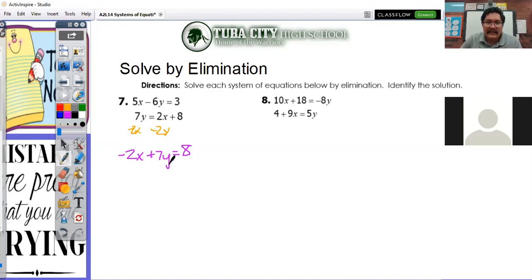Now looking at y, 6 and 7, there's no other numbers that they could meet up at other than just multiplying 6 times 7. But if I have 5 and 2, I can make them meet up at 10. So that's what I'm going to do. I'm going to have them meet up at 10. So I'm going to double this number. So I'm going to just put times 2. So 10x minus 12y equals 6. So I just doubled all of these numbers in this equation here.